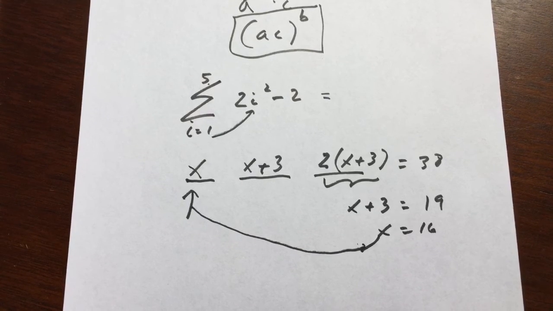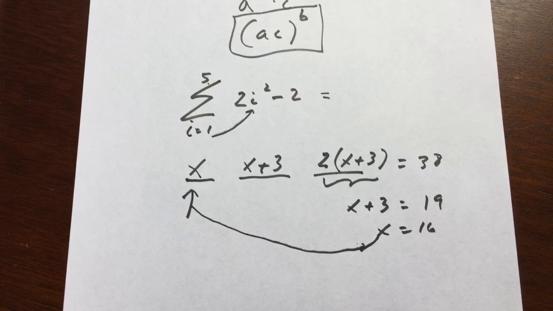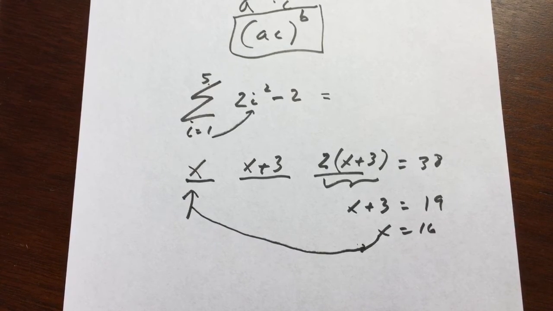Let's see, Angie's saying, would you use identities like n times (n plus 1) over 2? That's a good question.